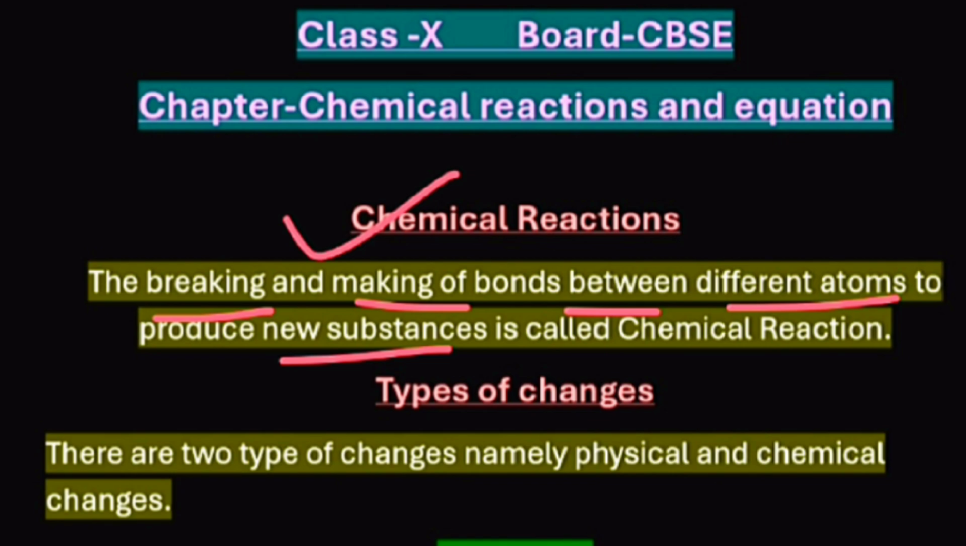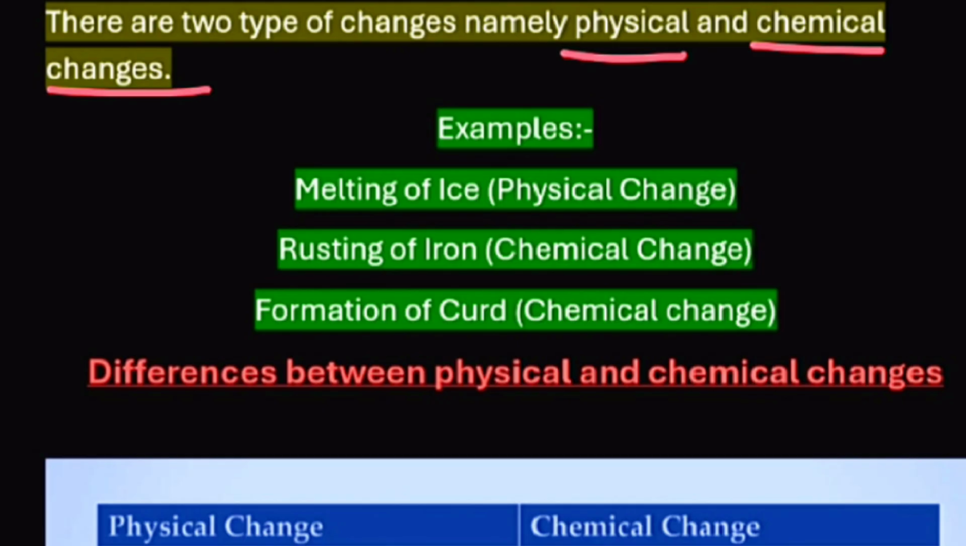Let's talk about the types of changes. There are two types of changes. One is called physical change and another one is called chemical change. For example, the melting of ice is a physical change. The rusting of iron is a chemical change, and formation of curd is a chemical change.